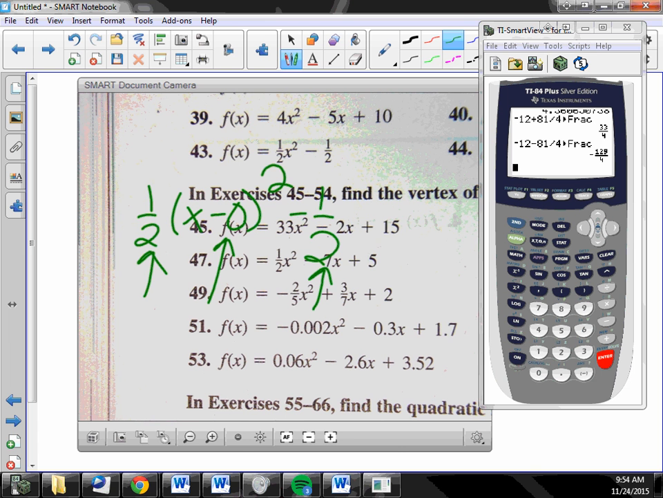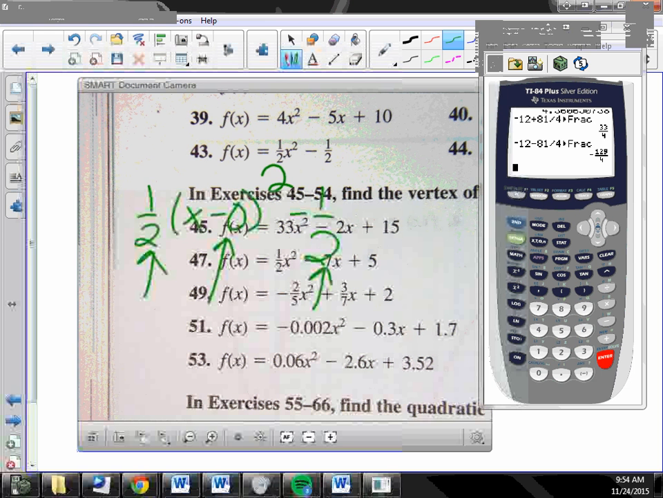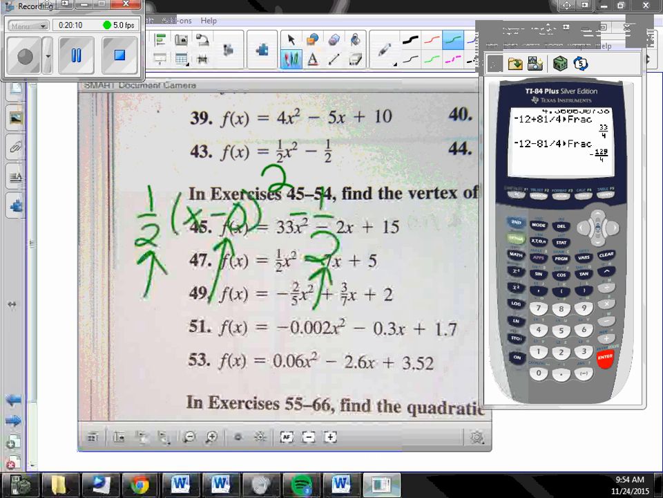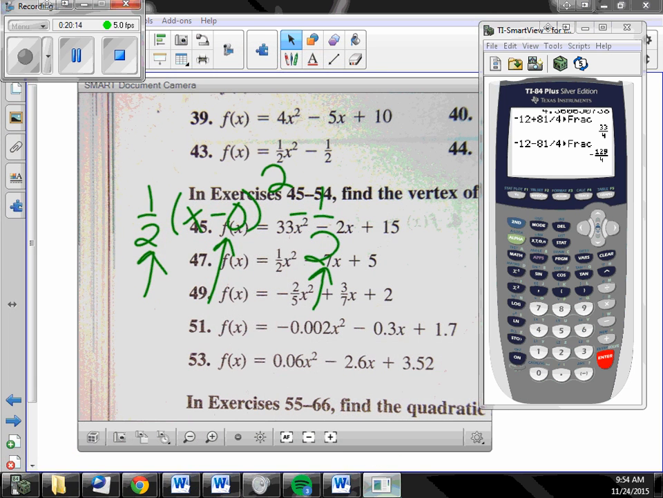All right, get to work. 240, we're on 249B.